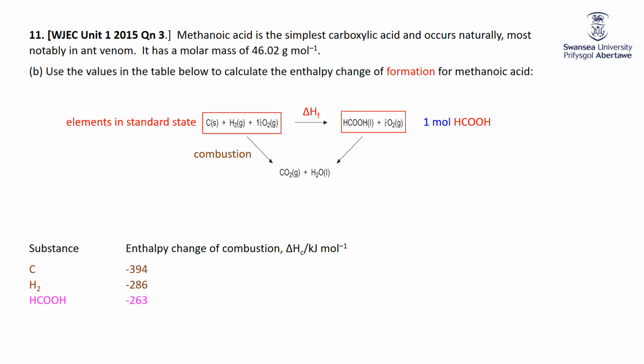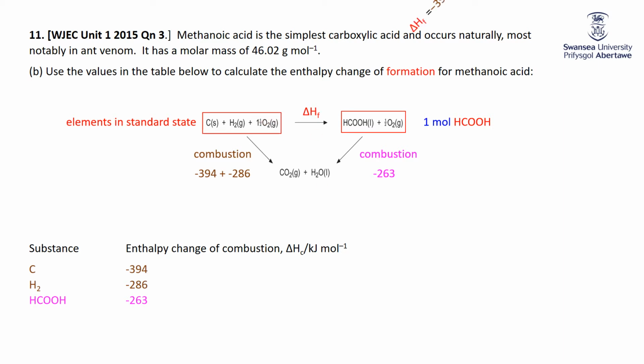Okay, so going from here to here is delta HF, and we can go directly for delta HF, or we can combust the C and the H2, which we're told C is minus 394, H2 is minus 286. We get CO2 and H2O. Coming back down this arrow, it's a combustion of HCOOH, which is minus 263.